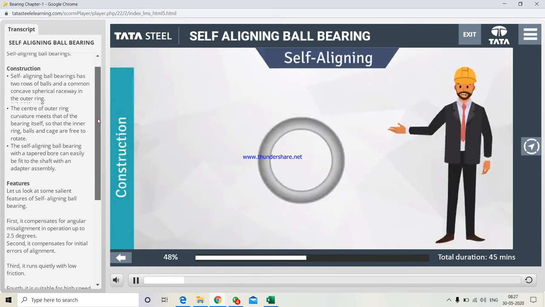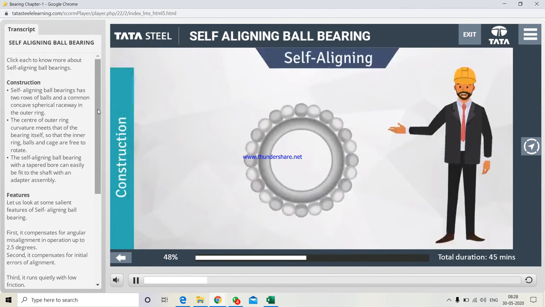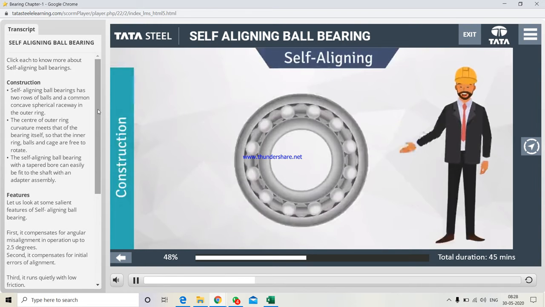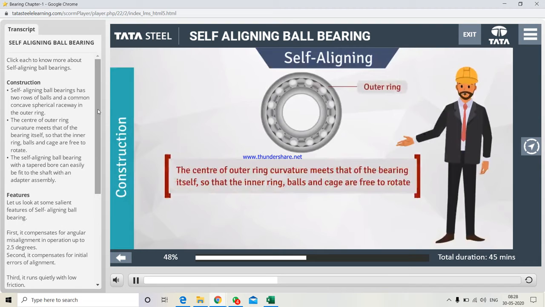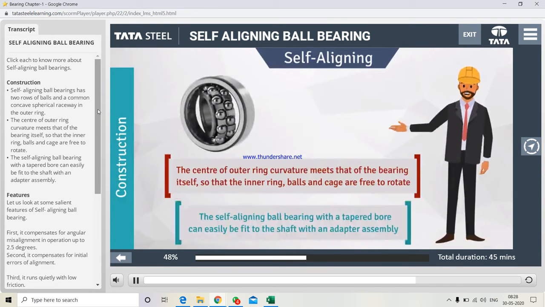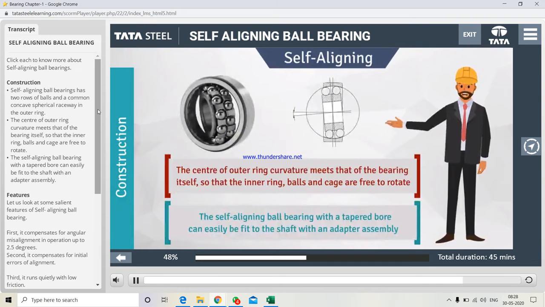Self-aligning ball bearings have two rows of balls and a common concave spherical raceway in the outer ring. The center of outer ring curvature meets that of the bearing itself, so that the inner ring, balls and cage are free to rotate. The self-aligning ball bearing with a tapered bore can easily be fit to the shaft with an adapter assembly.